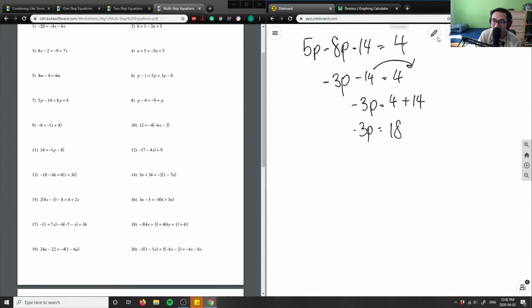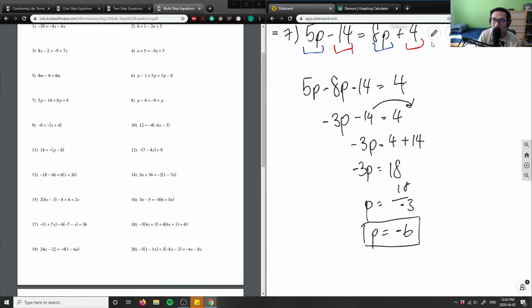And then finally, I see a negative 3p here, or negative 3. I'm going to have to divide both sides by negative 3, right? Because I see a multiply, negative 3 times p. I'm going to do the reverse operation and divide both sides by negative 3. So all I'm left with is p equals 18 divided by negative 3, which is negative 6. And that will be my answer for this, number 7. Sorry.